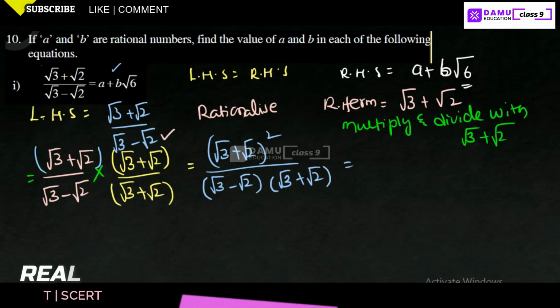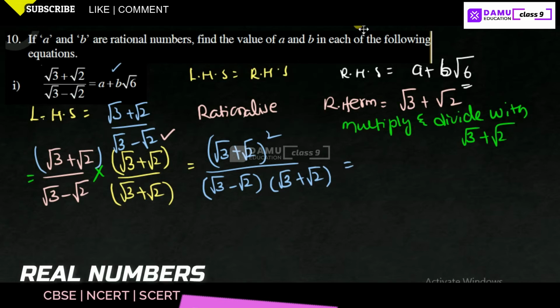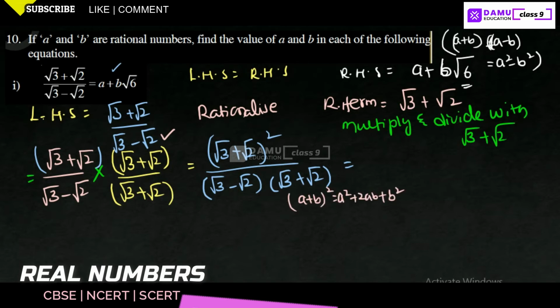So what is that value here? (a plus b) into (a minus b). I am writing it as (a plus b) into (a minus b), that will be equal to a square minus b square. So that is the value here. And the (a plus b) whole square formula is a square plus 2ab plus b square.